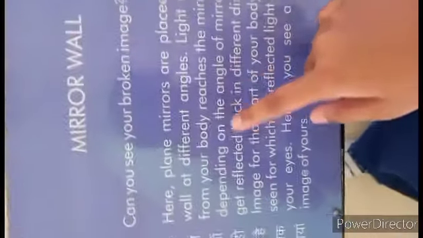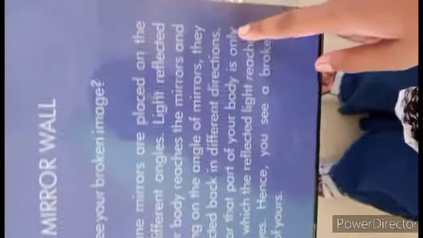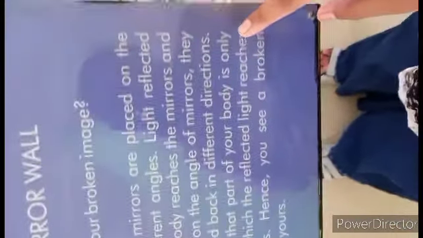Light reflected from our body reaches the mirrors, and depending on the angle of the mirrors, it gets reflected back in different directions. An image of a part of your body is only seen if reflected light reaches your eyes, hence you see a broken image of yourself. Let's get our head back. I don't think we can, at least not yet. Move this side. Okay, now I'm legless, I'm headless, and I'm legless again. Right. Let's move on to the next one.